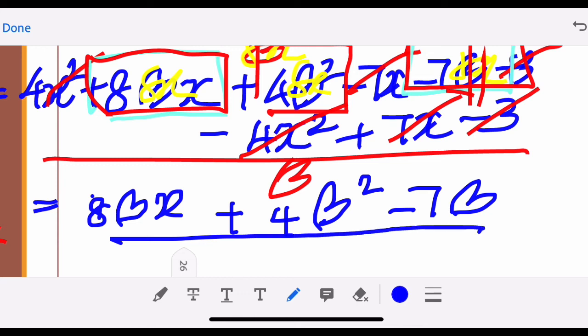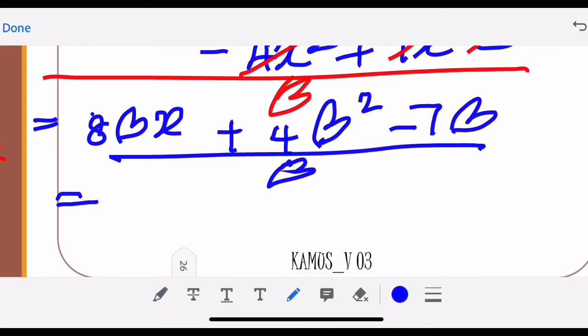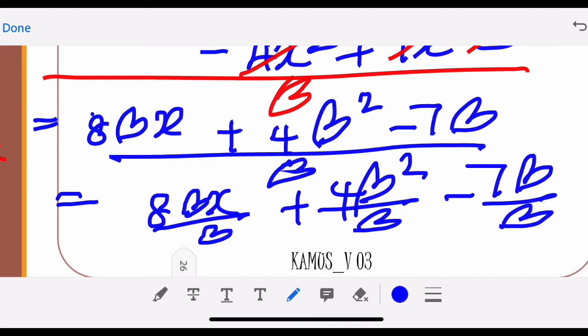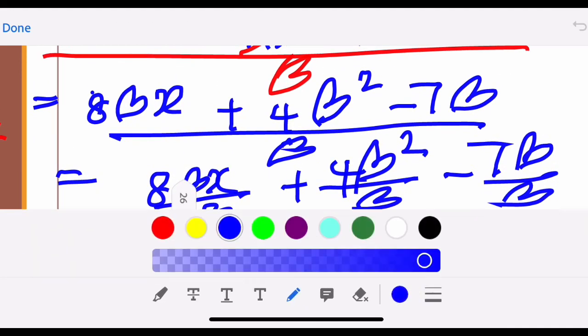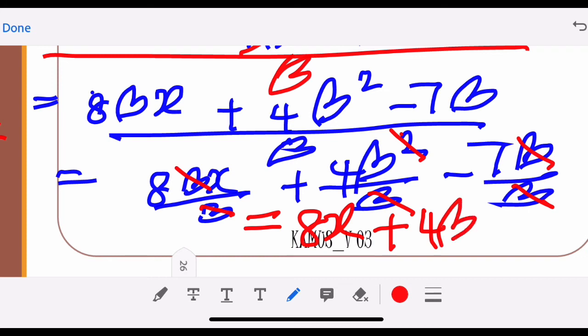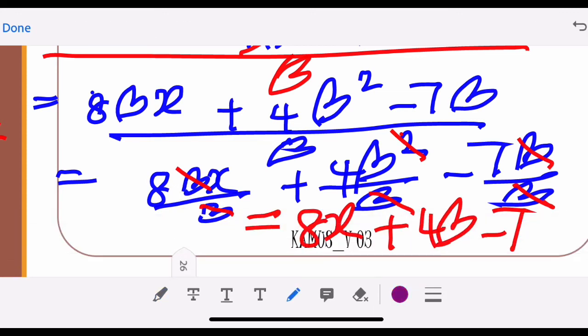Finally, we will simplify and then we will get the answer. But before that, you have to divide by delta, which is delta x, one by one. So 8 delta x over delta, plus 4 delta squared over delta, minus 7 delta over delta. So you will get the answer 8x, because the delta cancels out, plus 4 delta minus 7. Don't forget delta is delta x. So finally you need to apply the concept of dy/dx is equal to the limit as delta x approaches 0.